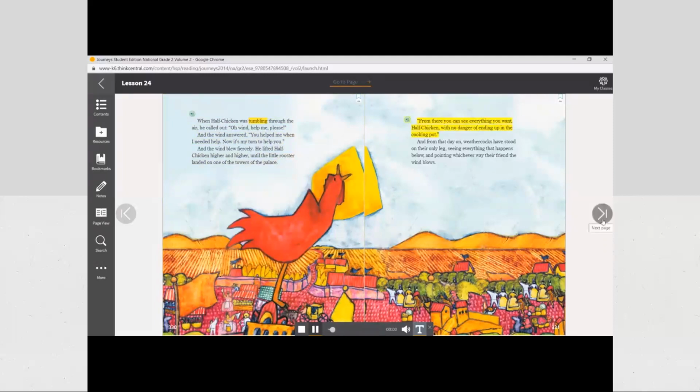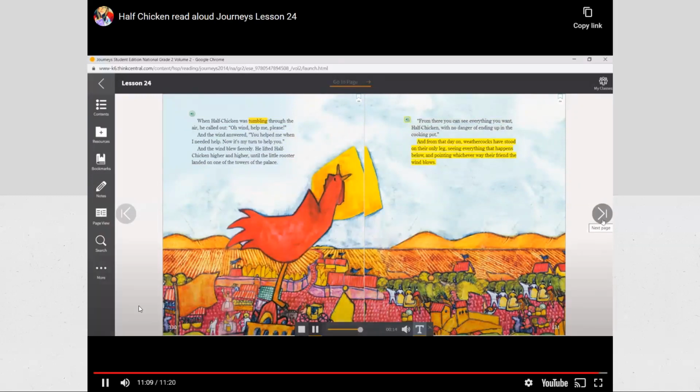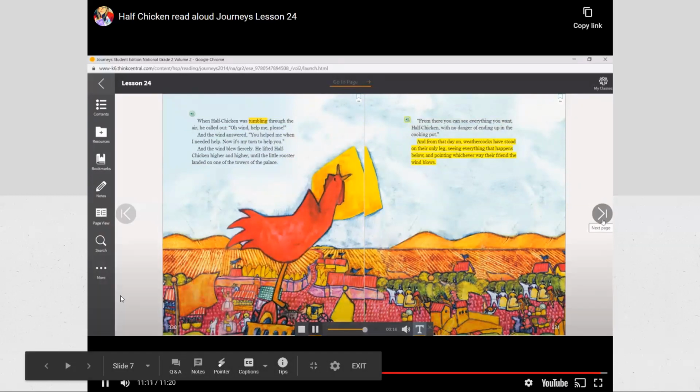"From there, you can see everything you want, Half Chicken, with no danger of ending up in the cooking pot." And from that day on, weathercocks have stood on their only leg, seeing everything that happens below, and pointing whichever way their friend, the wind, blows.